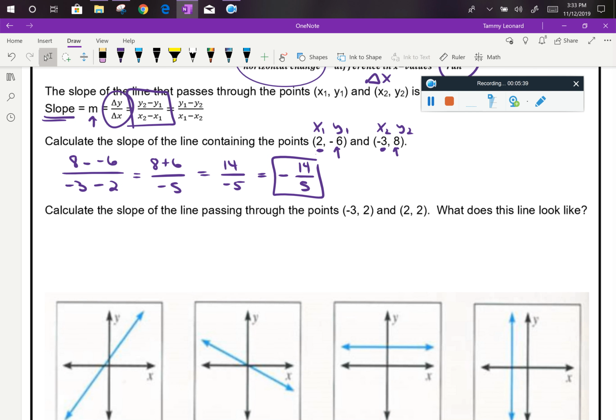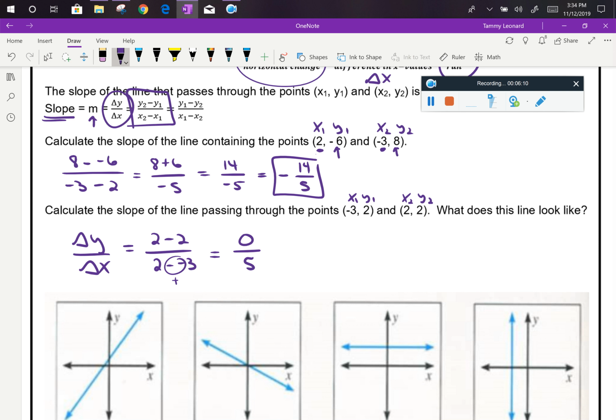Looking at another one, again, I can think of this as (x1, y1) and (x2, y2). So I'm always going to take the numbers from the second point and subtract the numbers from the first point. So my change in y over change in x: change in y is 2 minus 2, over change in x, 2 minus a negative 3. Well, 2 minus 2 is 0. And 2 minus negative 3 is like 2 plus 3, or 5.